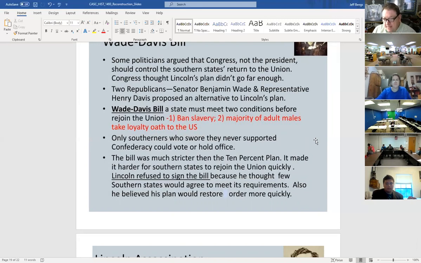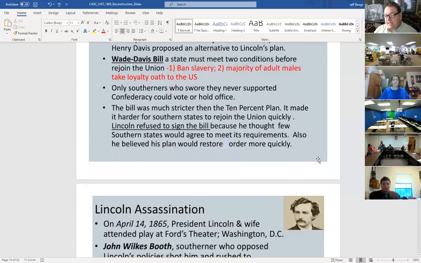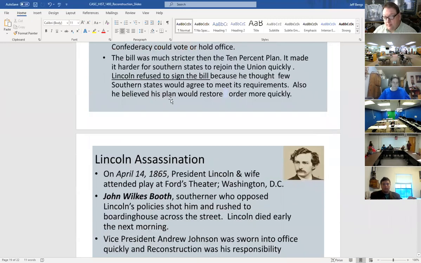Lincoln would not sign this bill because he thought, naturally, that fewer states would agree to it. He felt like his plan was just better and would help restore order a lot swifter.